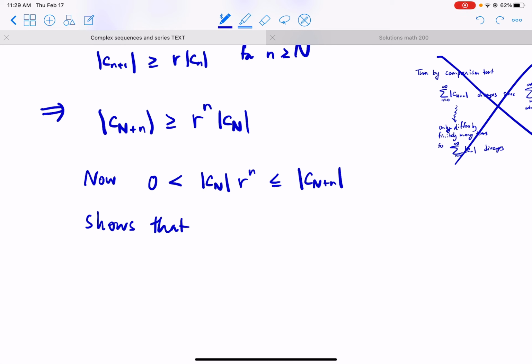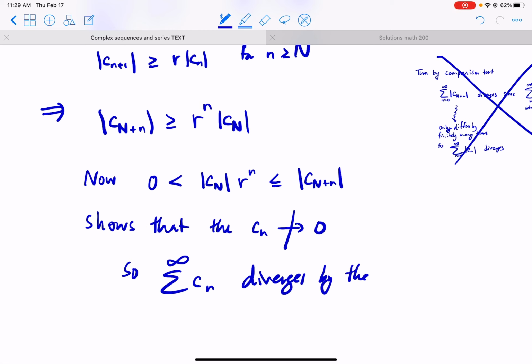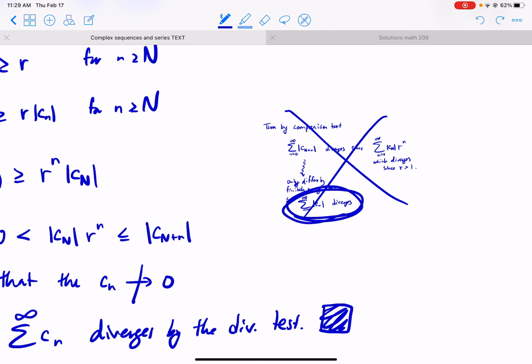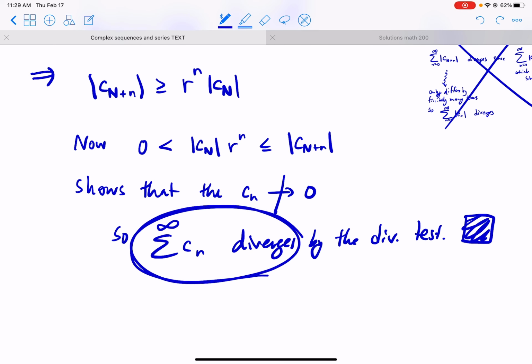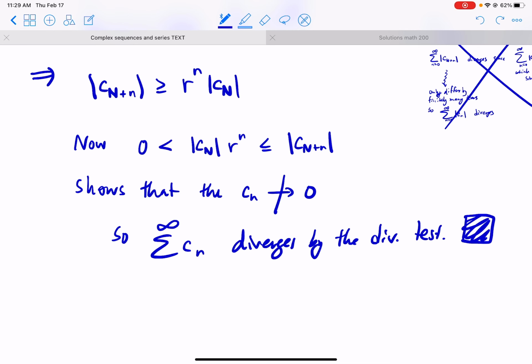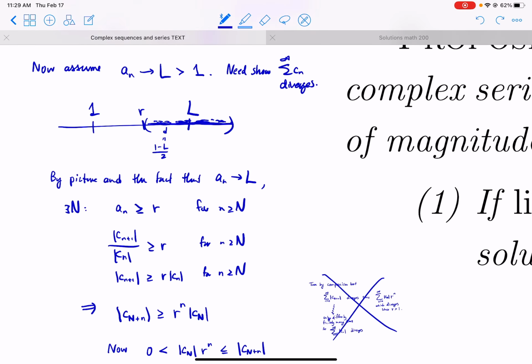This shows that these don't go to 0, that the Cn do not converge to 0, so the series diverges by the divergence test. And then we're actually done. Okay. That was tricky. Because if we want to prove this, like here, over here, I did actually prove that this absolute value sequence diverges, but that doesn't necessarily prove that this series diverges. And so this was an easier way to do that by using the divergence test. Okay. But the idea was really similar.